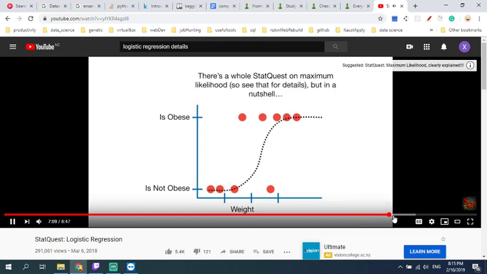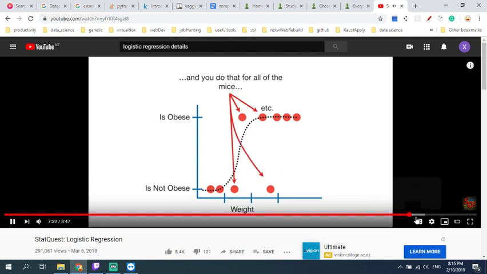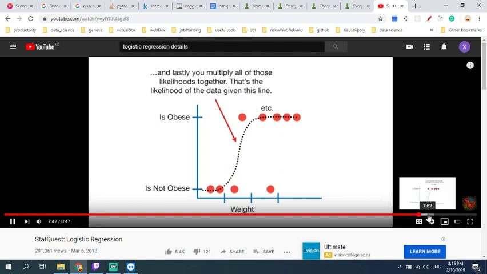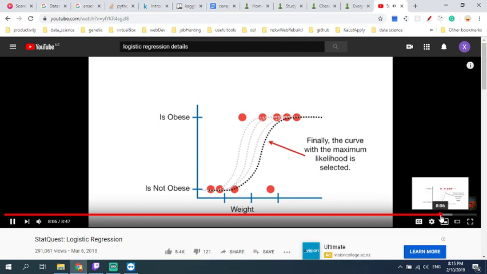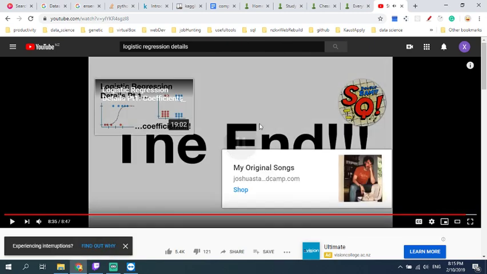You pick up, so see that for details, but in a nutshell, you pick a probability, scaled by weight, of observing an obese mouse, just like this curve, this much. And of the data, give the likelihood. Example, what variables are is another exciting.